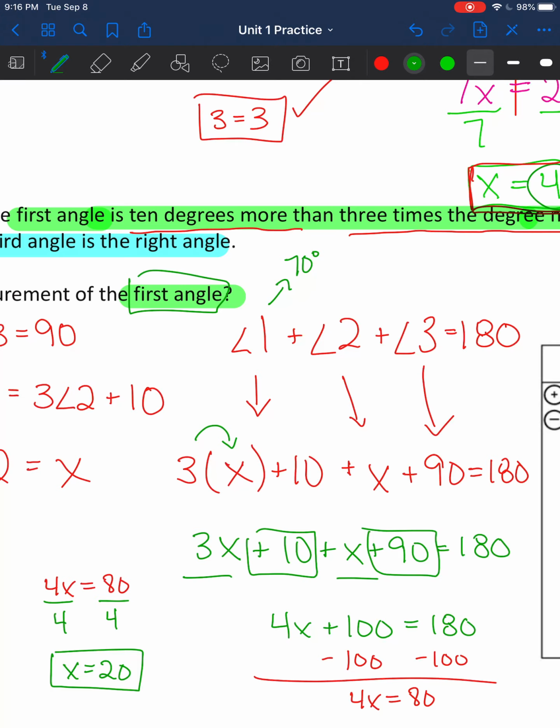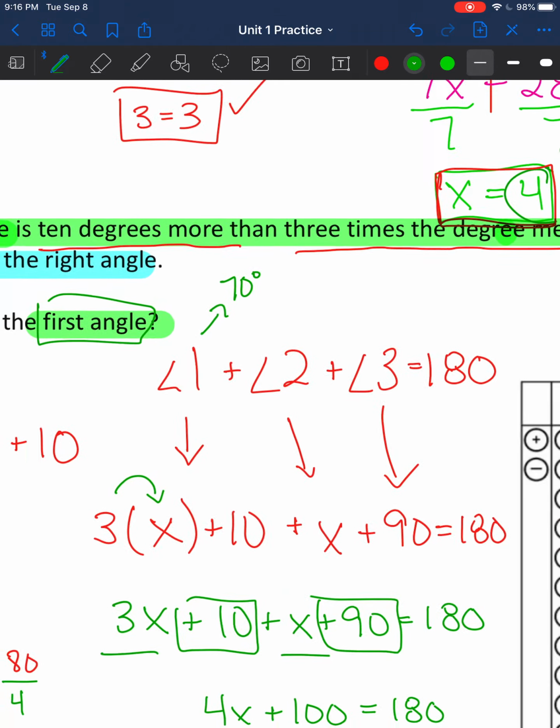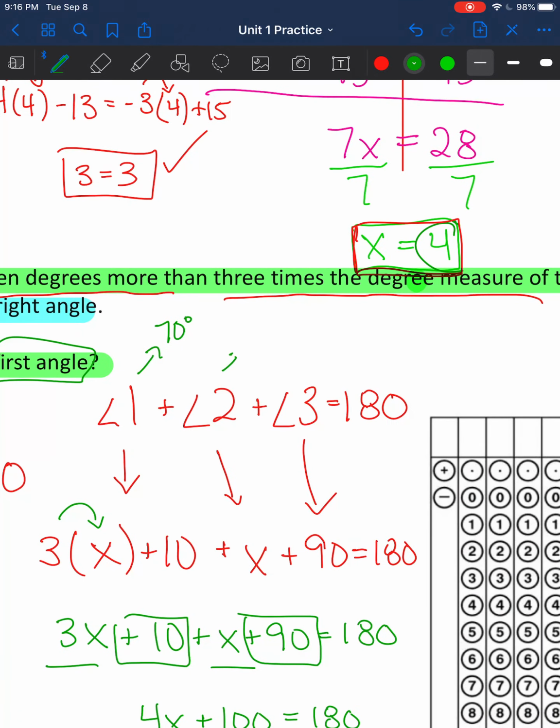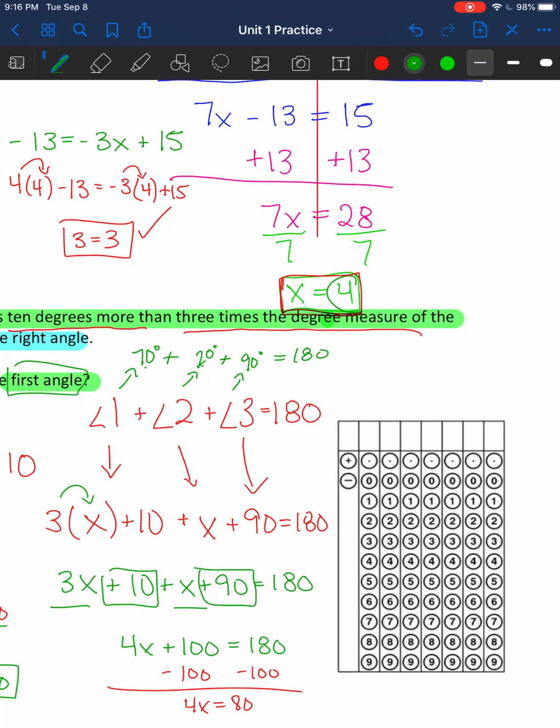Well, remember angle 2 is worth x, and I know x we just found is 20. So angle 2 is 20 degrees. And I know the problem told me that angle 3 is 90 degrees. And if you double check, 70 plus 20 is 90, and 90 plus 90 makes 180. So the math works out. And I know that the problem wanted to know angle 1, so the angle 1 is 70. So I would bubble in 70 in my griddable.